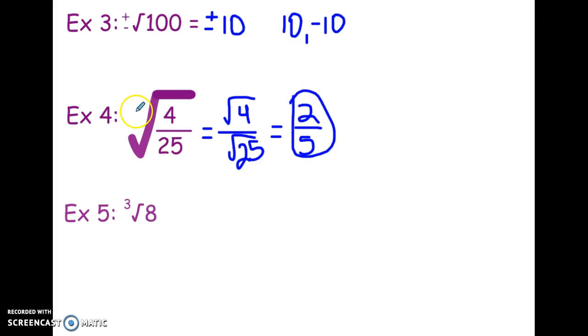Now you'll notice there was no number on either of these two problems on this page or the two problems on the previous page. But here I've got a 3 up at the top. So that means instead of the square root, we're going to be looking at the cubed root. So I'm thinking what number times itself three times equals 8. Well, let's see, 1 times 1 times 1 is still 1. 2 times 2 is 4. 4 times 2 is 8. So the cubed root of 8 is 2, because 2 times 2 times 2 is 8.